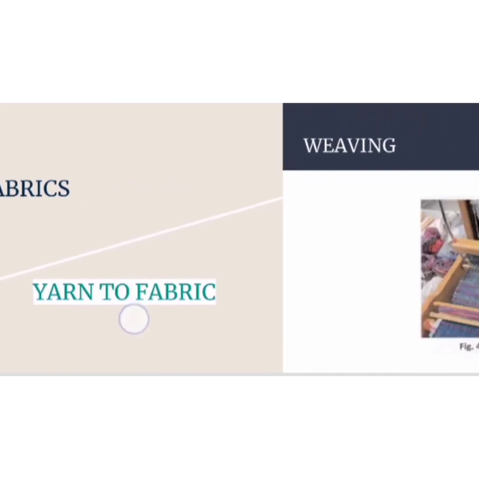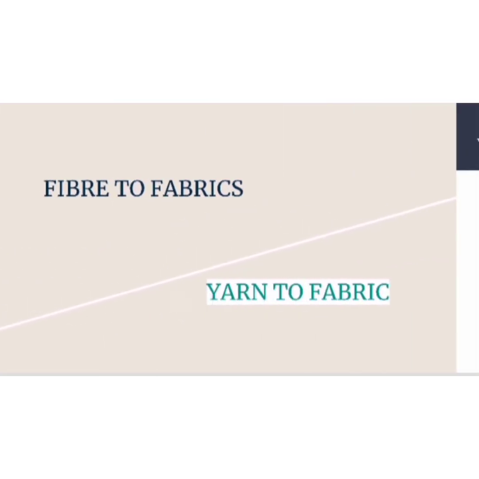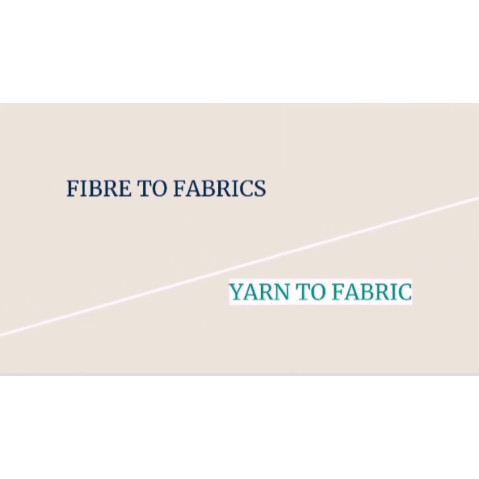First, we know that yarn is made from plant or animal fibers, right? There are many ways by which fabrics are made from yarns. The two main processes are weaving and knitting. Let us learn about that, okay?